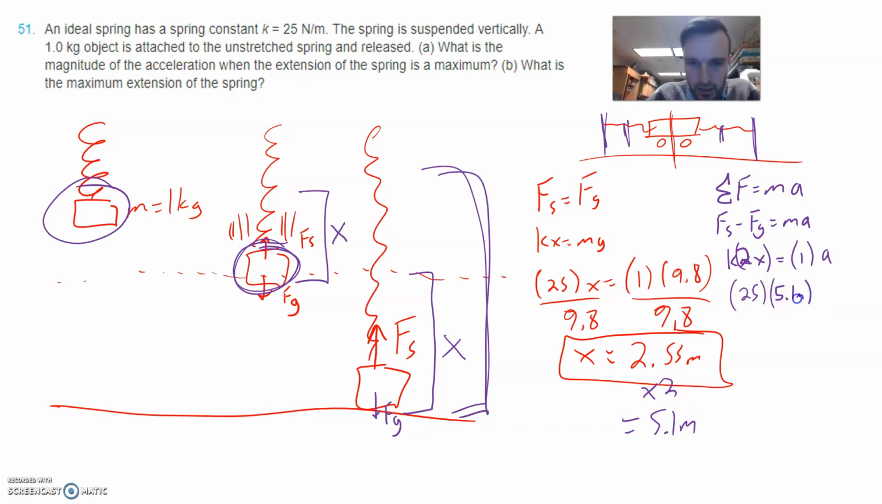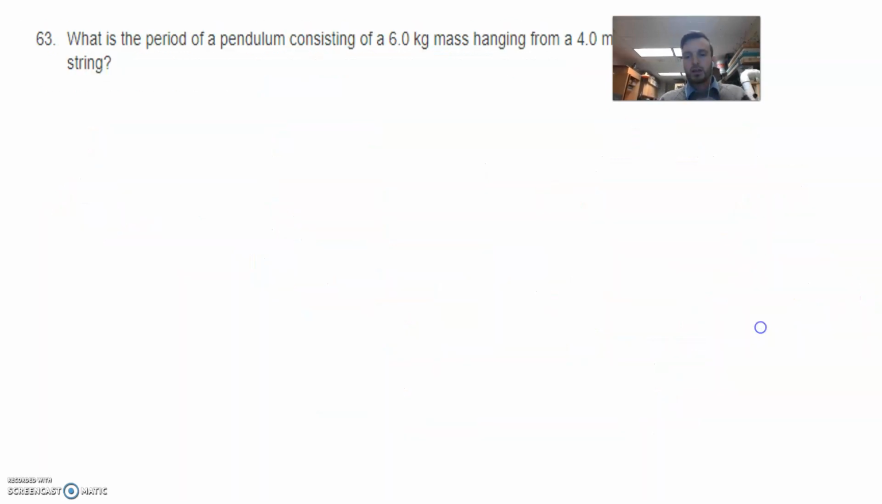Why am I plugging that in? Because that's how far we dropped to get all the way to the bottom. And the question says when the spring is at maximum extension, that's all the way to the bottom, what's the acceleration? That's equal to 1 times a. So now we just solve for a. Let's see what the a is down there at the bottom.